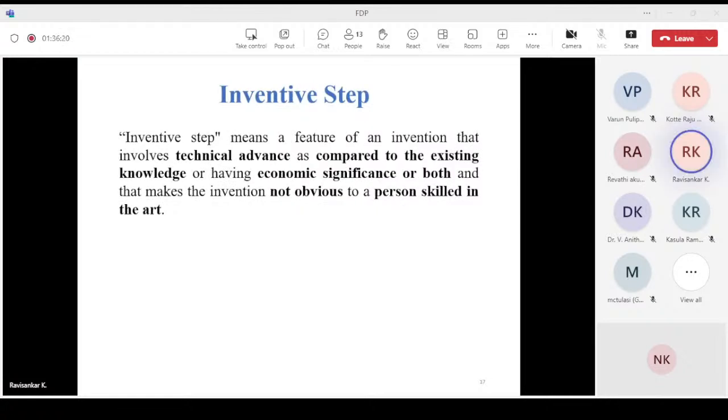Inventive step means a feature of an invention that involves technical advance as compared to existing knowledge, or having economic significance, or both, and that makes the invention not obvious to persons skilled in the art. As I said, the process by which we are making an aspirin tablet is a new process which is not known to the people at the time of filing our invention.